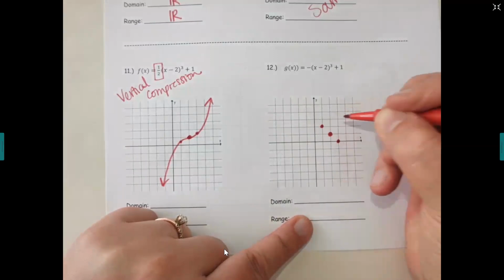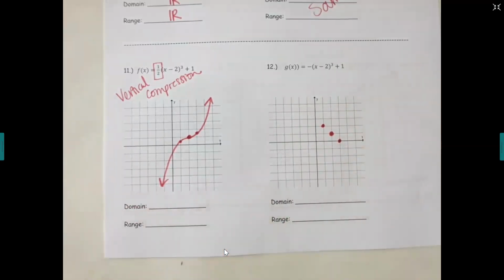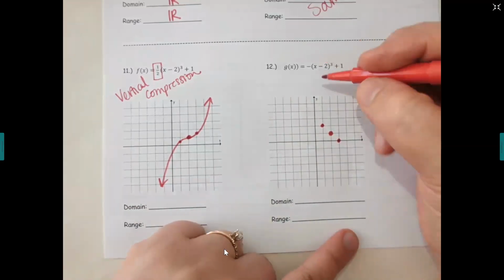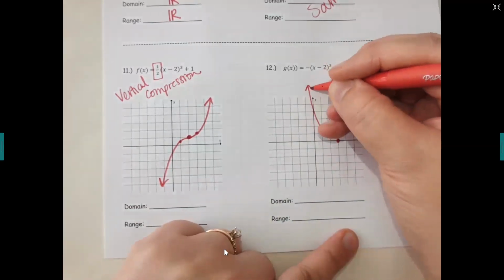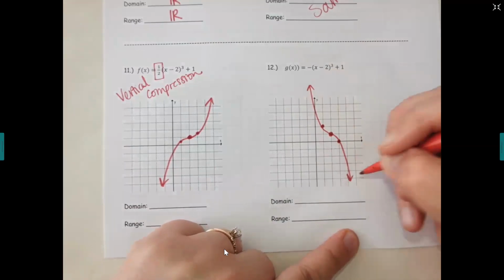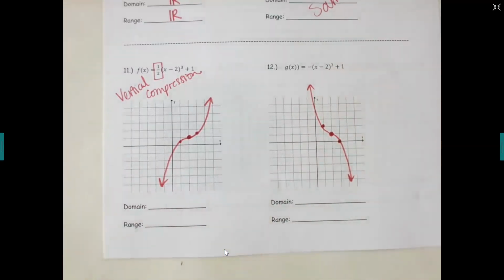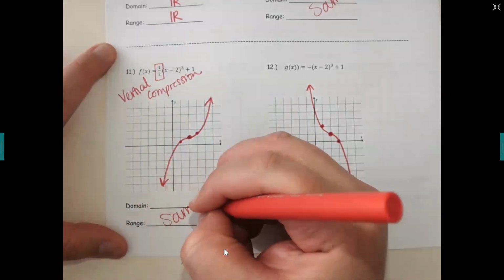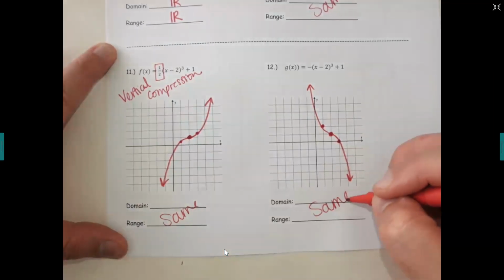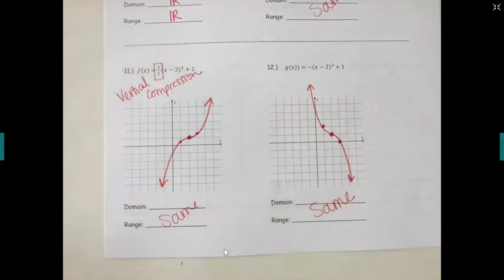Okay, so you're going to notice that now, instead of your graph being like this, now it's going to be whoosh, like this. Okay, but it's the same thing. 1 arm goes up, 1 arm goes down. Will which arm is up and which arm is down change my all real numbers for my domain and range? No. So if you just want to put same, that's fine. Okay, then we just have the last family type.